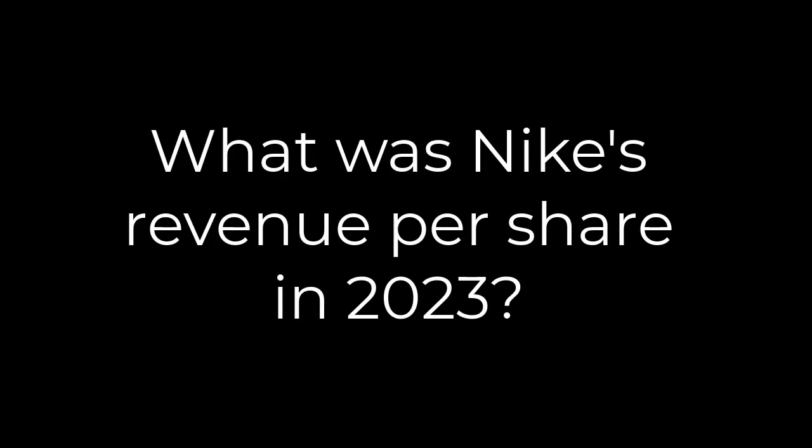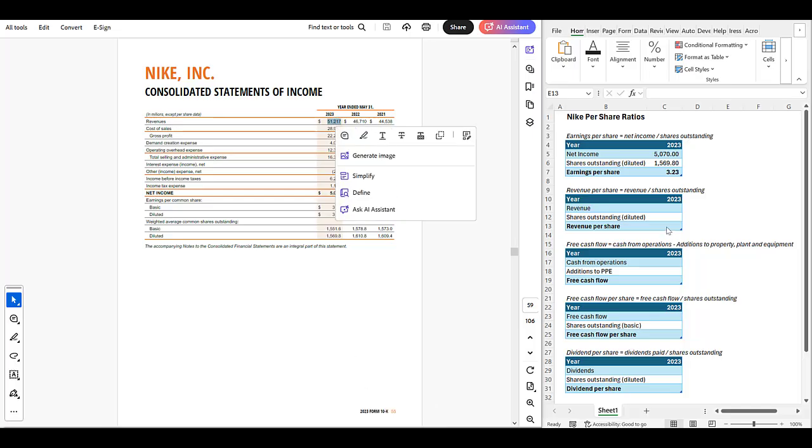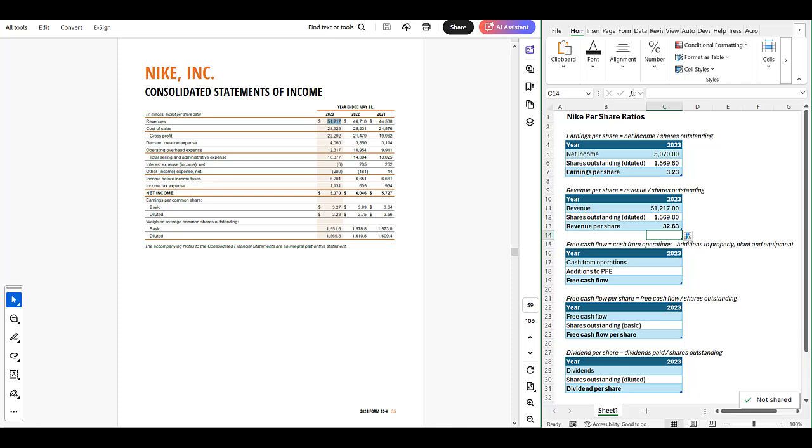What was Nike's revenue per share in 2023? Nike had revenues of 51,217. We know shares outstanding was 1,569.8. 51,217 divided by 1,569.8 equals 32.63. In 2023, Nike had revenue per share of $32.63. For every share, you would get $32.63 in revenue in return.